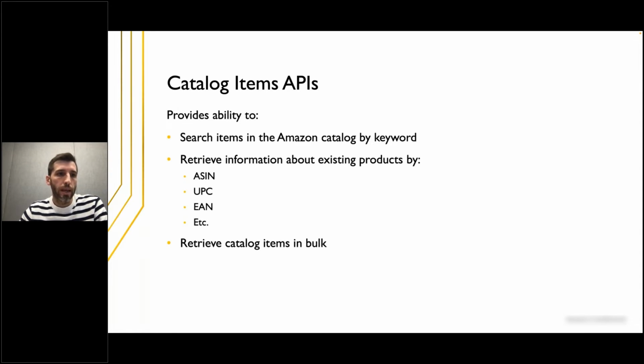Things that we can do with this API are listed there. You can search items in the Amazon catalog by using keywords. If you have concrete identifiers, you can also use those to get your products, like using ASIN, UPC, or many other identifiers. Those are supported. And we recently started supporting getting catalog items in bulk. So you don't have to get them one by one, but if you are trying to get more than one product from the catalog, you can do that with the catalog items API.